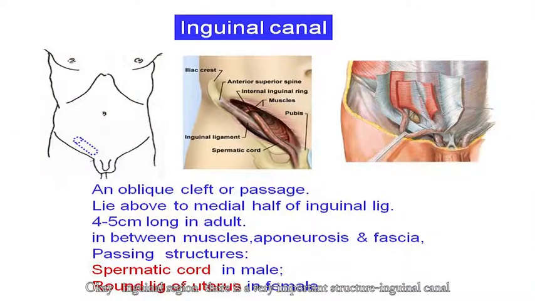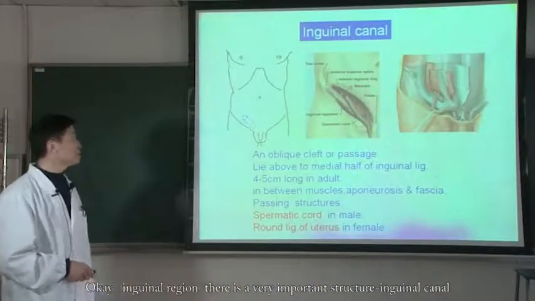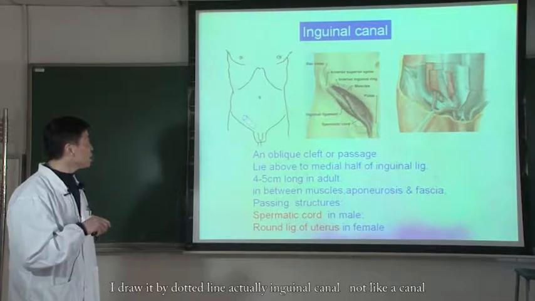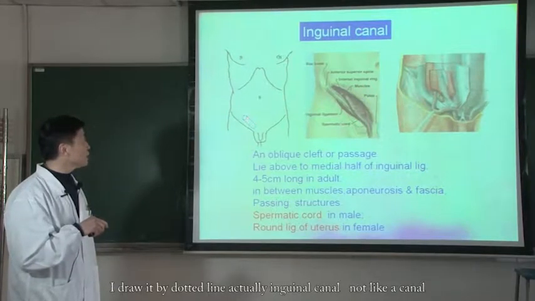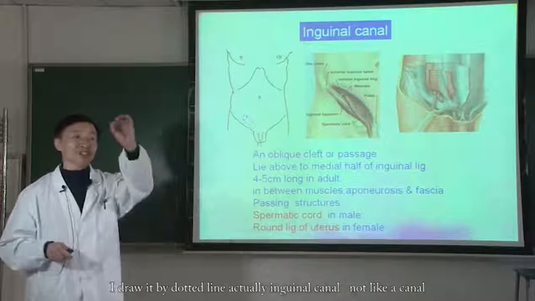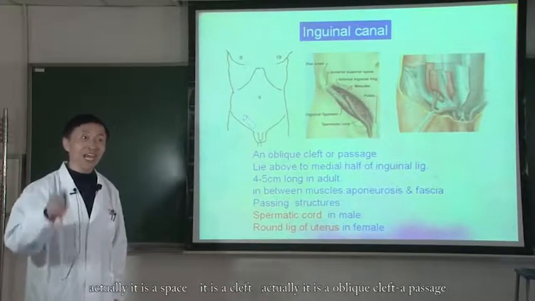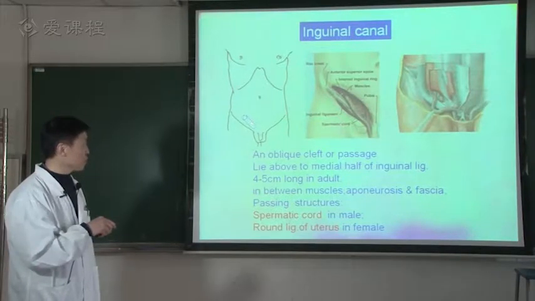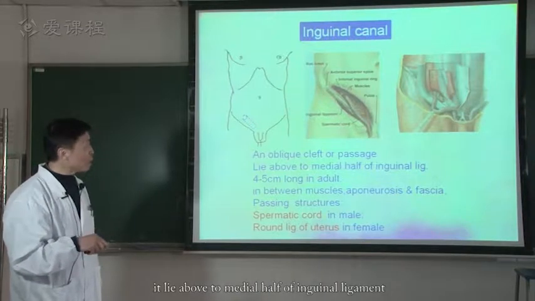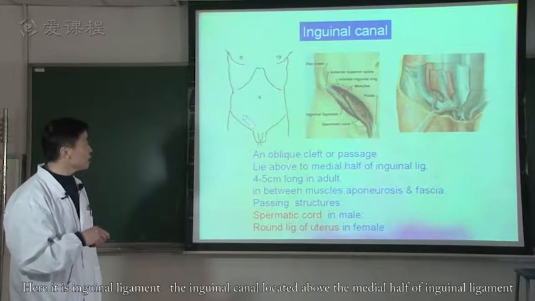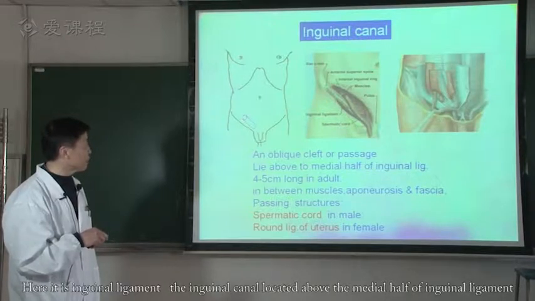In the inguinal region, there is a very important structure we call the inguinal canal. What's the inguinal canal? Here is a projection of the inguinal canal. I drew it by dotted line. Actually, the inguinal canal is not like a canal; it is a space, an oblique cleft, a passage. It lies above the medial half of the inguinal ligament. Here is the inguinal ligament.